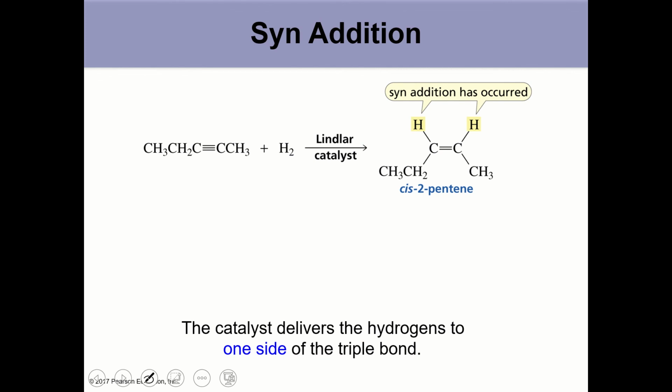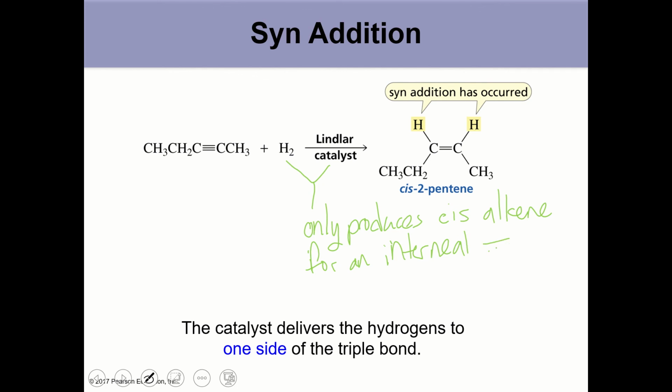But what happens if it's an internal alkyne? And we add the hydrogens through syn addition using H2 and Lindlar's catalyst. We produce the cis alkene, and the reaction is stereoselective. So H2 with Lindlar's catalyst only produces the cis alkene for an internal triple bond. Starting with an internal triple bond, we only produce the cis alkene as our product.